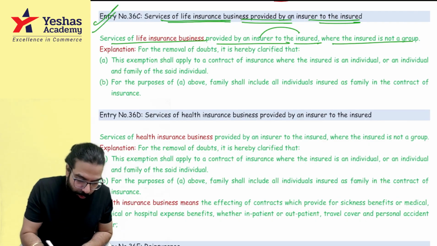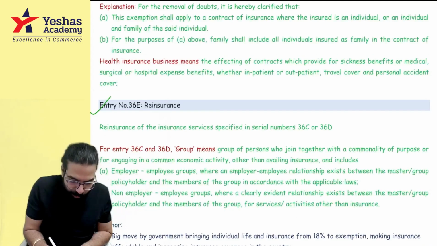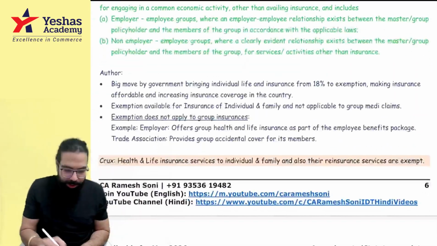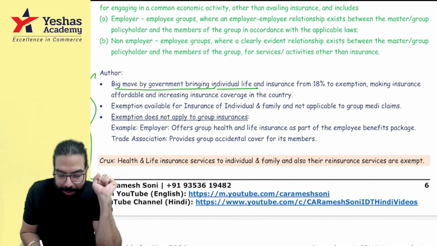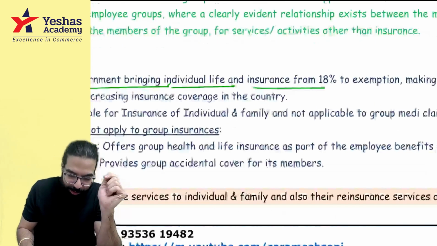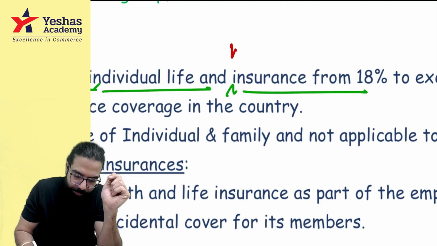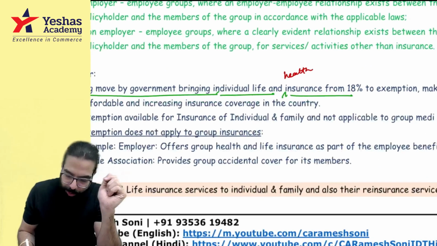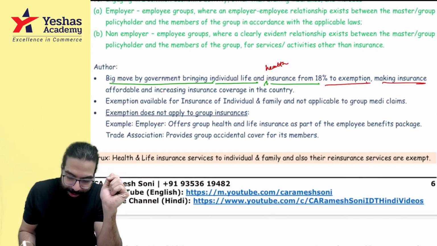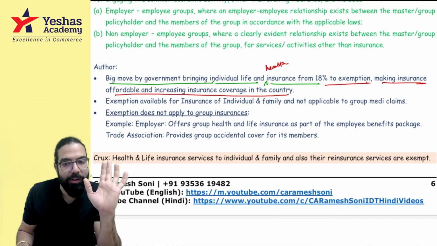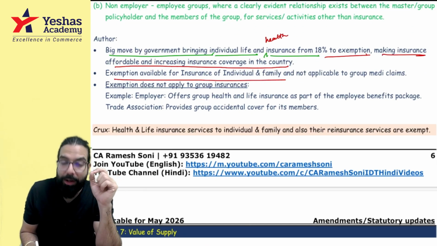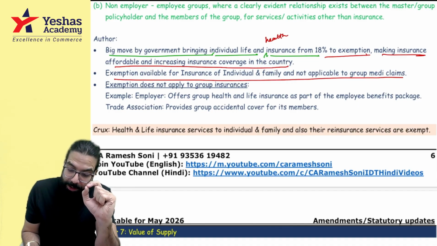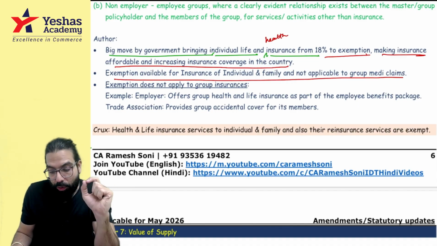See, this one is mixed with this one. All the things I have written down. Simple. You have to remember. Big move by the government: individual life insurance and health insurance go from 18% to exemption, making insurance affordable and increasing insurance coverage. The government is telling us they want to make insurance affordable. Exemption is available for insurance of individual and family, not applicable to group mediclaims.